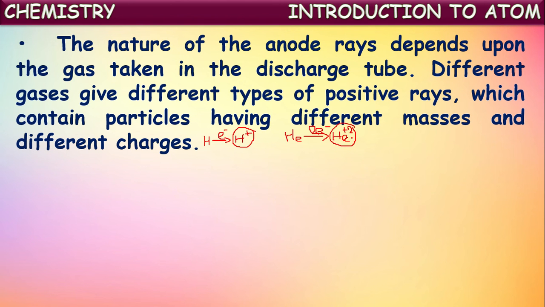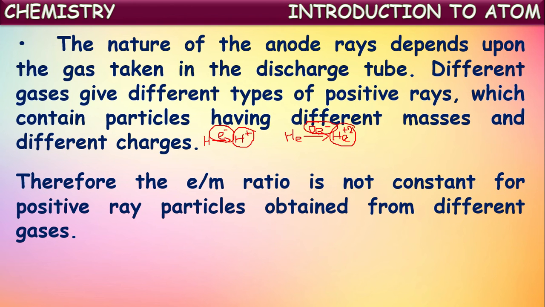They have entirely different properties. In this way, the nature of anode rays produced depends upon the gas taken in the discharge tube. But in all the cases, cathode rays are the same, electrons only. There is no difference in those. Only in the case of anode rays, the nature is dependent upon the gas taken in the discharge tube. Right?